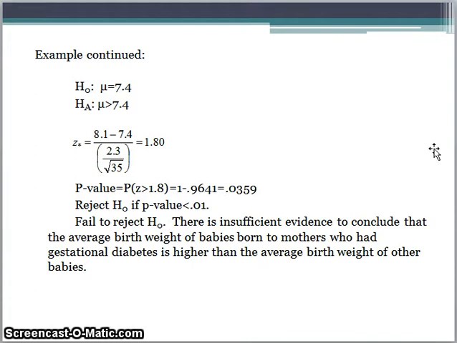There is not sufficient evidence to conclude that the average birth weight born to mothers who had gestational diabetes is higher than the average birth weight of other babies. Alright, so on this one, again, our p-value was not less than alpha, so we failed to reject H0 and said that there is insufficient evidence to conclude what the alternative hypothesis says, which is that mu is greater than 7.4.